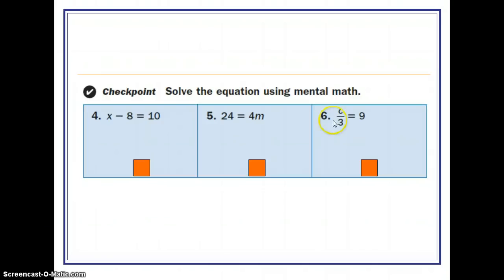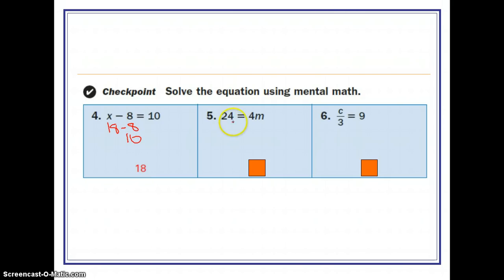Number 4. What number minus 8 equals 10? Well, I know that in order to get to 10 and I'm subtracting 8, this has to be bigger than 8. And I think it's going to be 18. Check your work. 18 minus 8, yep, that's 10. So that's your answer.